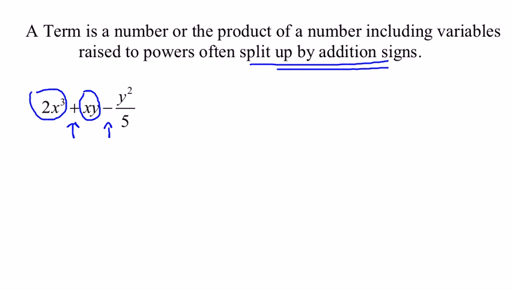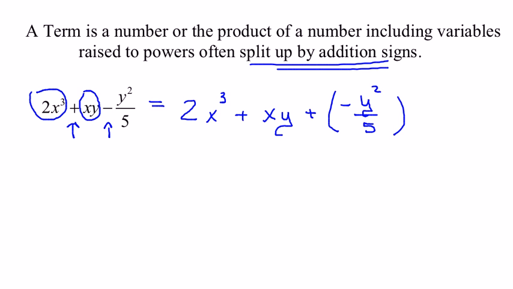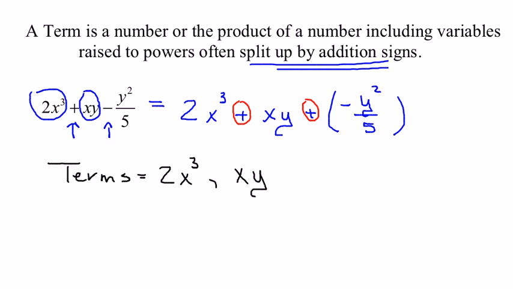So we can manipulate this expression a little bit. So let's do that. We have 2x cubed plus xy, and then plus negative y squared divided by 5. So now that we have a plus here and a plus there, that means that our terms consist of 2x cubed, we also have xy, and including that negative y squared divided by 5.